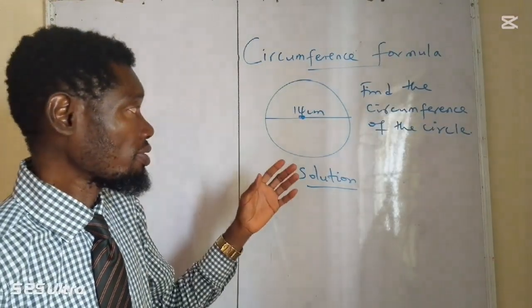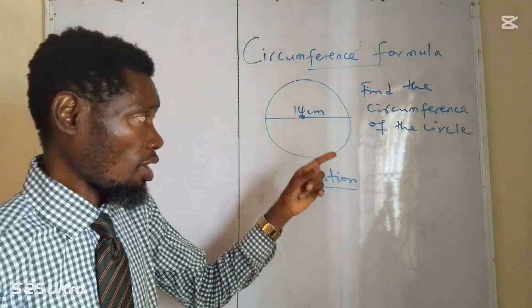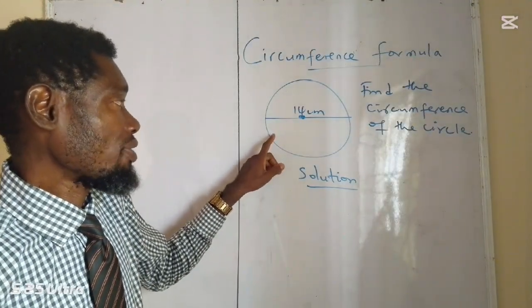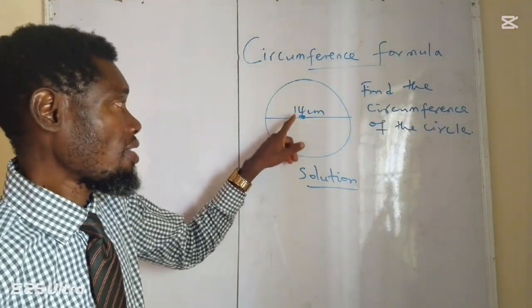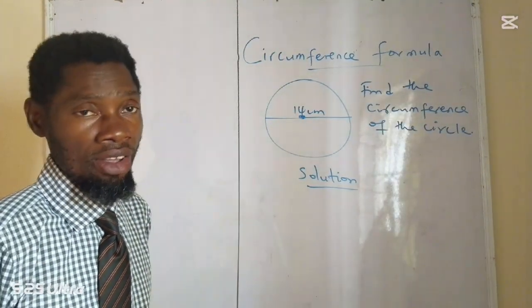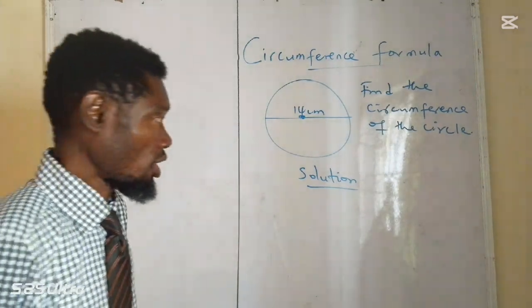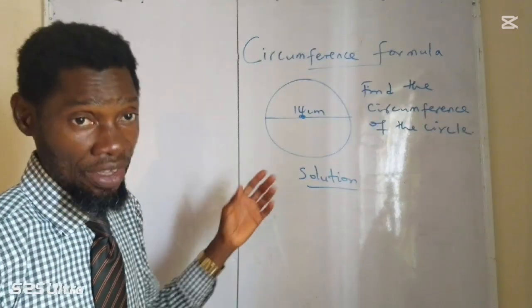Let's see the question. Find the circumference of the circle. This is a circle given to us, and the diameter here is 14 centimeters. What was given to us here is 14 centimeters, and it is the diameter given to us.